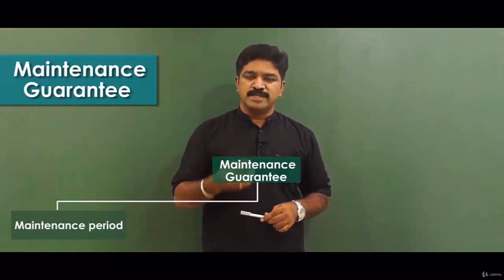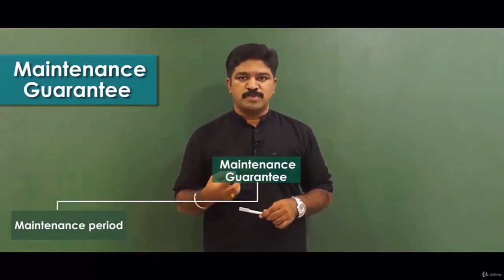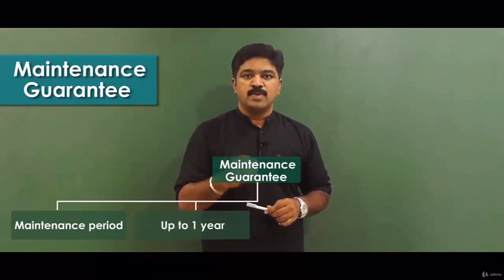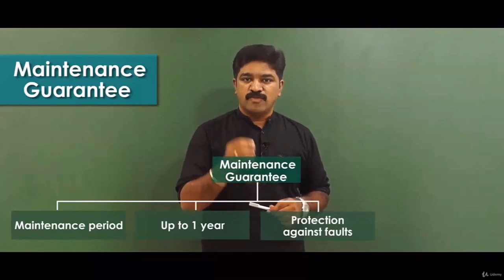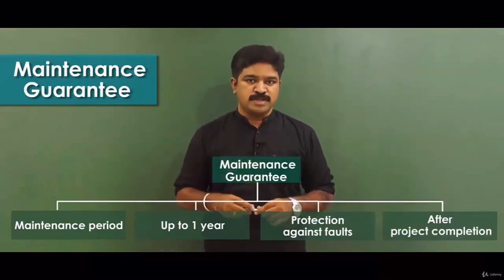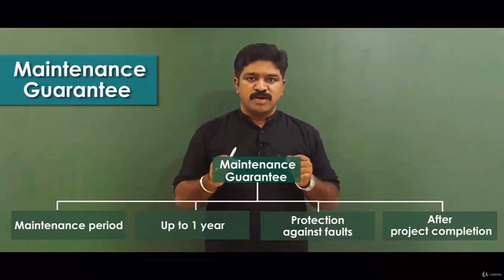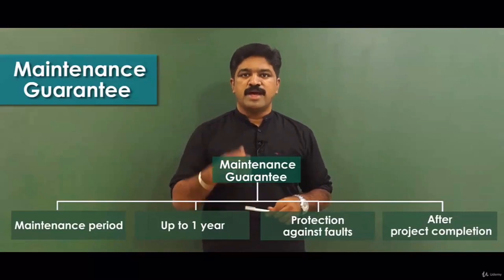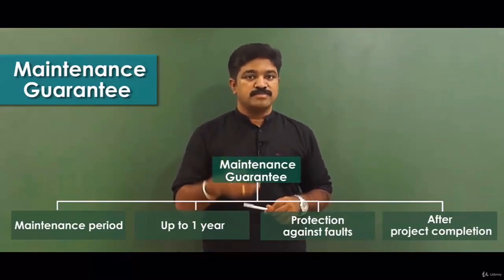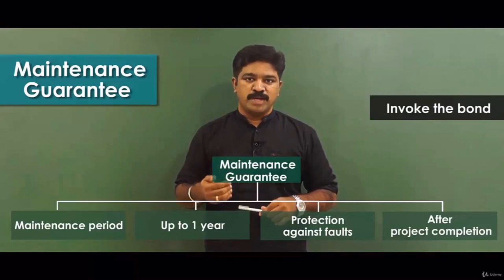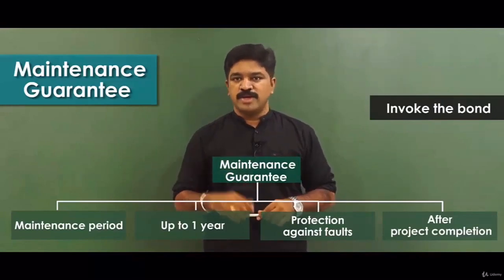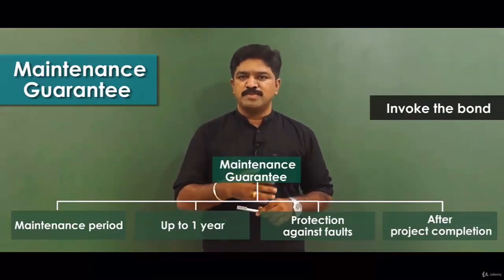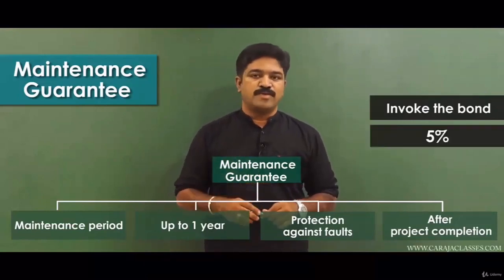That would be basically the period after completion of the project, and generally it would go up to 1 year. This guarantee would give them protection against faults which are discovered after project completion. When these faults are identified, the employer will call the contractor to rectify, and if the contractor is not going to rectify it, they can invoke the bond, get the money from the bank and get it done by someone else. Okay, so this maintenance bond is generally given for a 1 year period, and maximum it will be like 5% of the value of the contract.